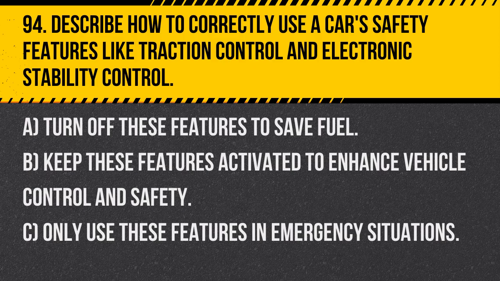Question 94. Describe how to correctly use a car's safety features like traction control and electronic stability control. A. Turn off these features to save fuel. B. Keep these features activated to enhance vehicle control and safety. C. Only use these features in emergency situations.